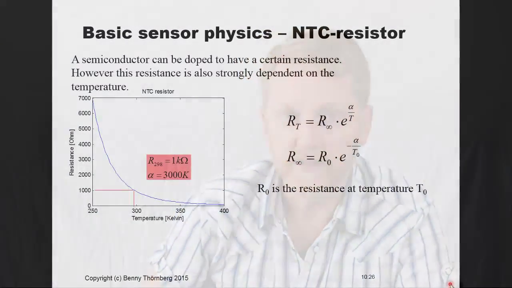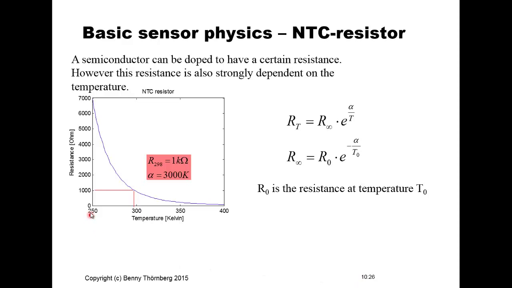A semiconductor material can be doped to have a certain resistance, and this semiconductor material could be actually a small area that can be integrated directly on any kind of CMOS circuit, integrated chip. But then the drawback is that this temperature sensor will be very much nonlinear, have a nonlinear response. If you look at this diagram here, you see the temperature on the horizontal axis, and you see the resistance on the vertical axis, and there is a negative temperature coefficient in this case.